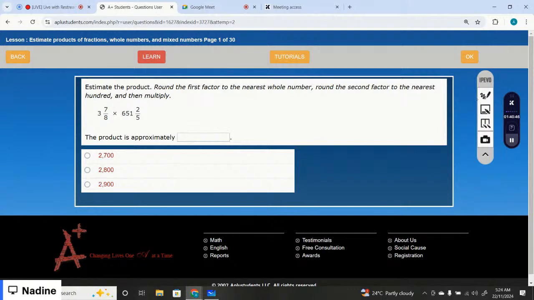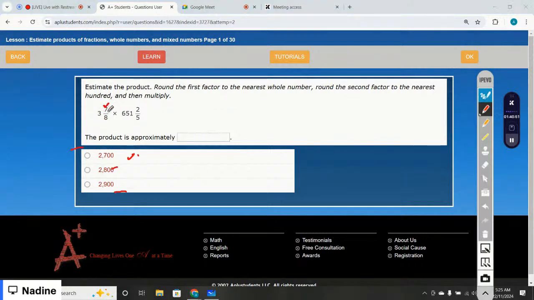Okay, so the first one you need to round to the whole number, right? So 7 over 8 is more than half, so it would be rounded off to 4. The second one is 651 whole 2 by 5. You need to round this to the nearest 100. So 651 is rounded off to 700. So you have to do 4 times 700. 4 times 7 is 28, that is 2800. The correct option is option number 2. That is 2800.